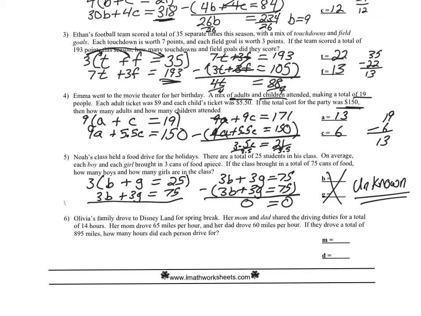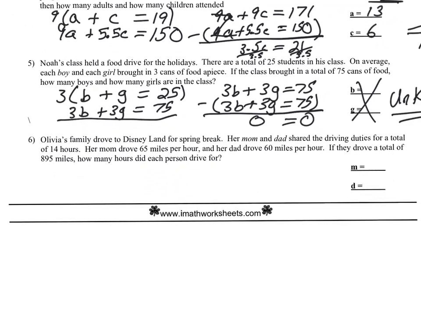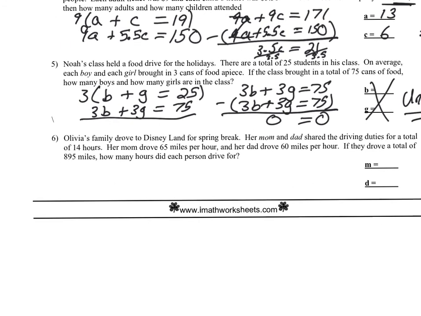And then finally, Olivia's family drove to Disneyland for spring break. Her mom and dad shared the driving duties for a total of 14 hours. Okay, mom drove some, dad drove some, and altogether they drove 14 hours. Her mom drove 65 miles per hour. Her dad drove 60 miles per hour. And they went 895 miles.